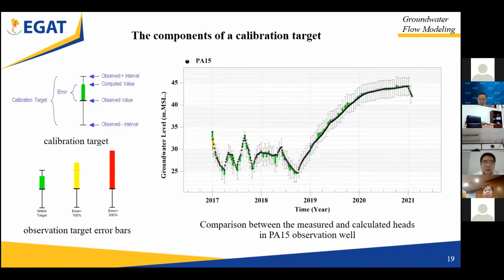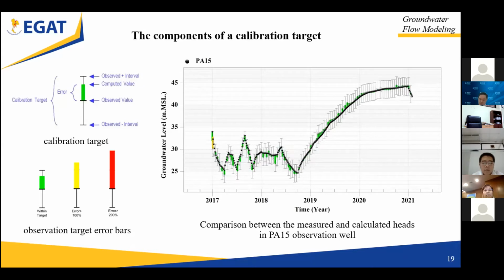If the observation wells have been assigned to MODFLOW, the calibration error at each time step can be plotted using a calibration target in the upper left picture, and in the lower left picture the observation target error bar. The color bar represents the error. If the bar is within the target, the color bar is shown in green. If the bar is outside the target, the bar is yellow. And if the bar is outside the target by more than 200%, the bar is red.